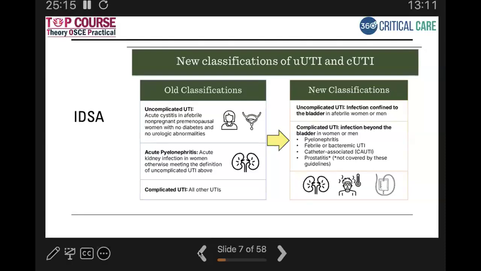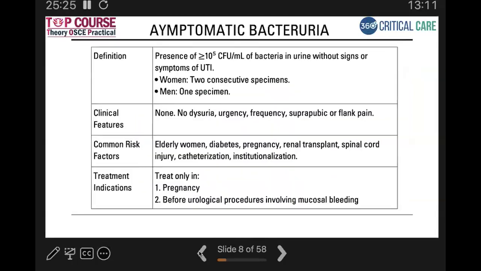Just divide them, see the underlying risk factor, and then you start the antibiotic from lower to higher. Then it makes sense with respect to treatment as well as the upcoming resistant patterns, right?